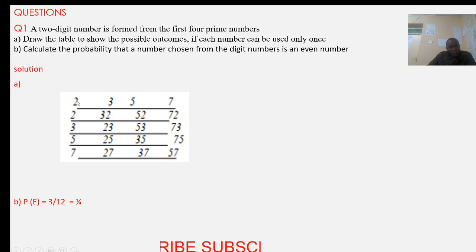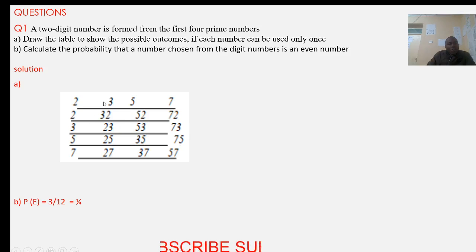I'll start with 2, 5, 3, 5, and 7, 5, because I didn't use 5. Then I'll not use this 7. I'll start with 2, 7, 3, 7, and 5, 7. I'll not use the 7. So these are each number used once. These are the possible outcomes.